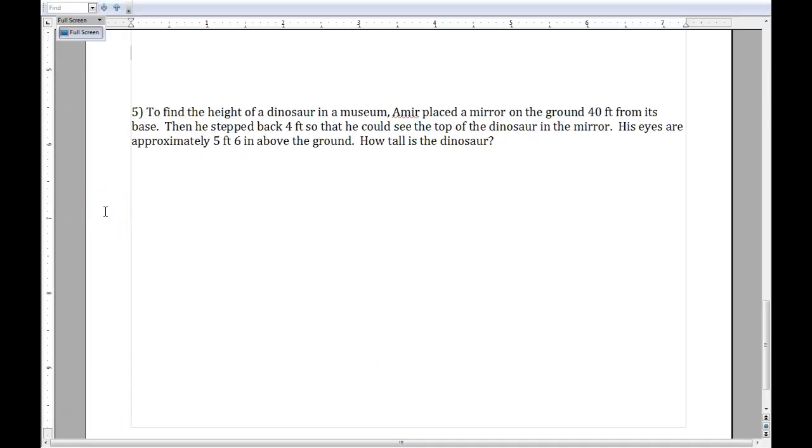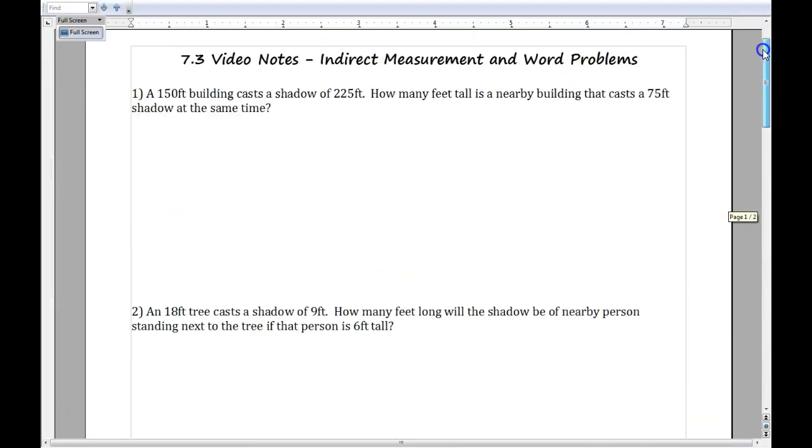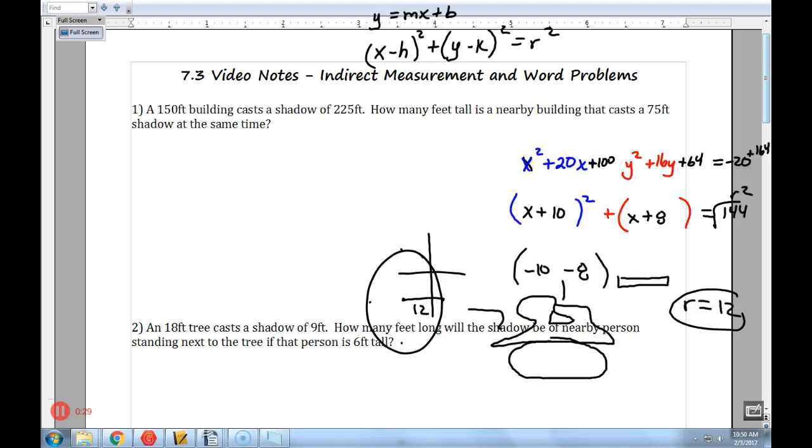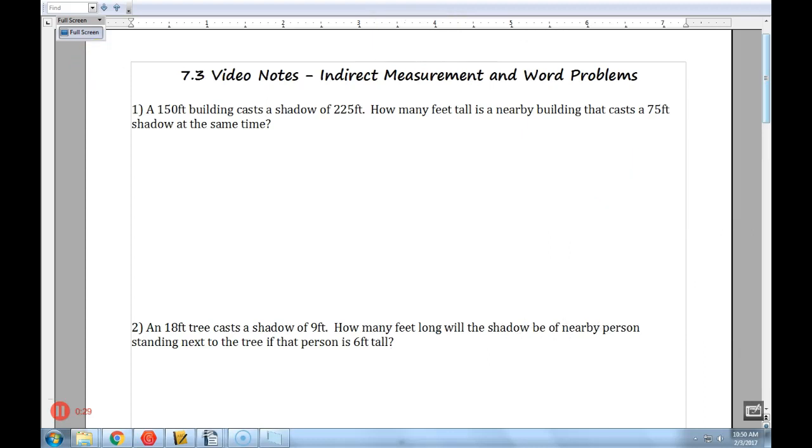Indirect measurement is basically a way to measure the height of something without actually climbing up to the top of it and holding a tape measure or using some other electronic way of measuring. It is to kind of go old school and use shadows and things of that nature. So we're going to try to set up some similar triangles on these problems, and it should allow us to find the height of things that we may not know. So let's look at the first problem here.